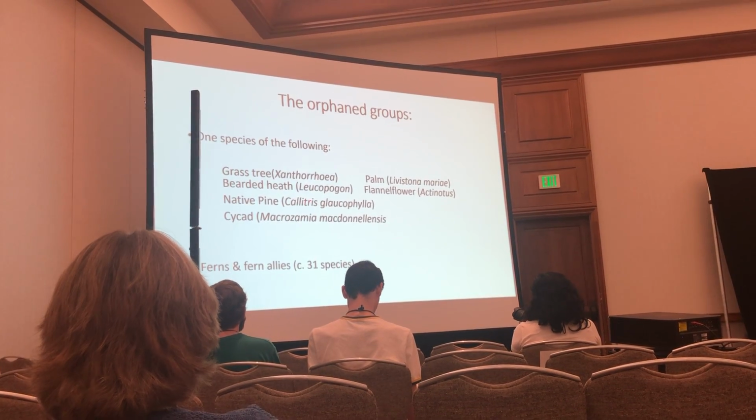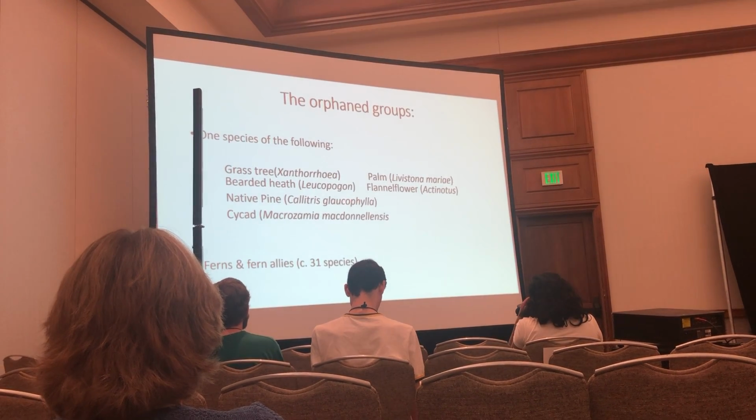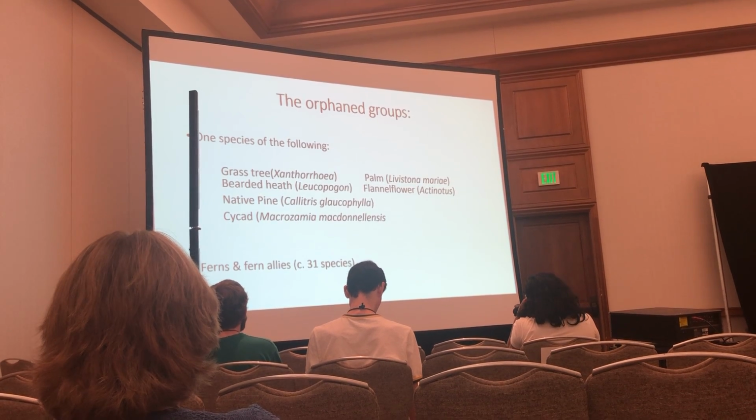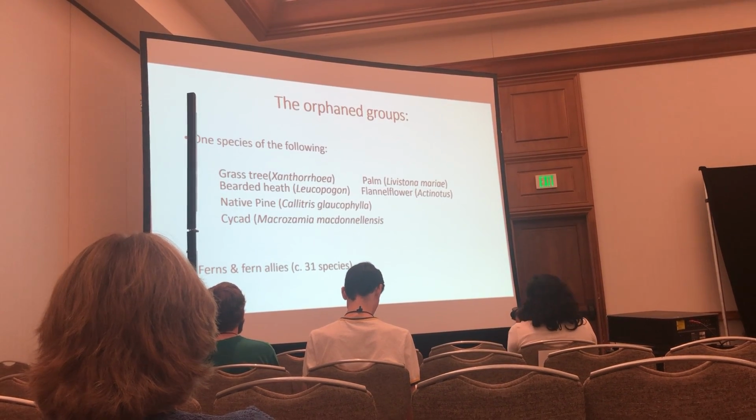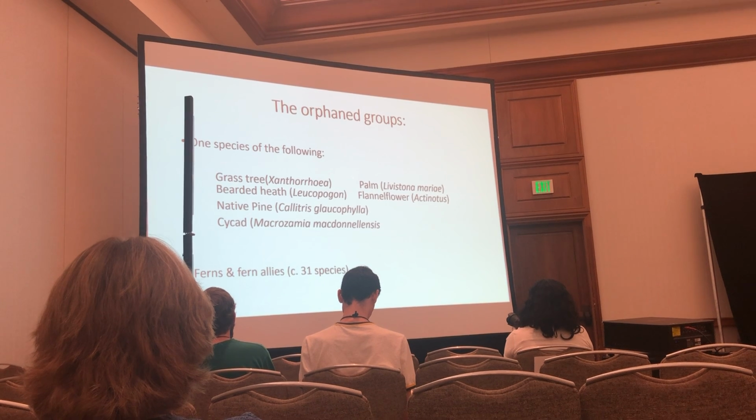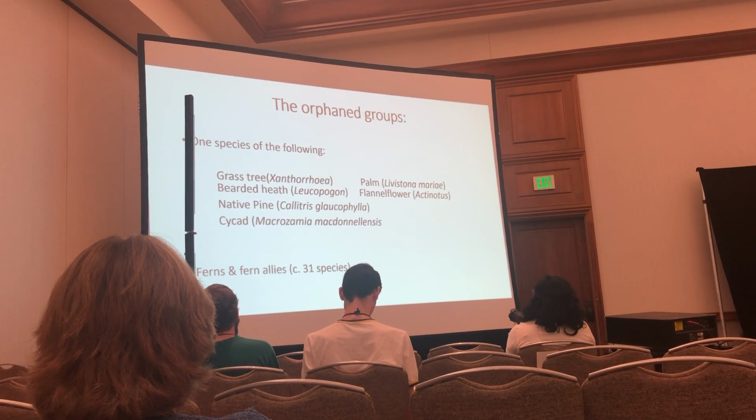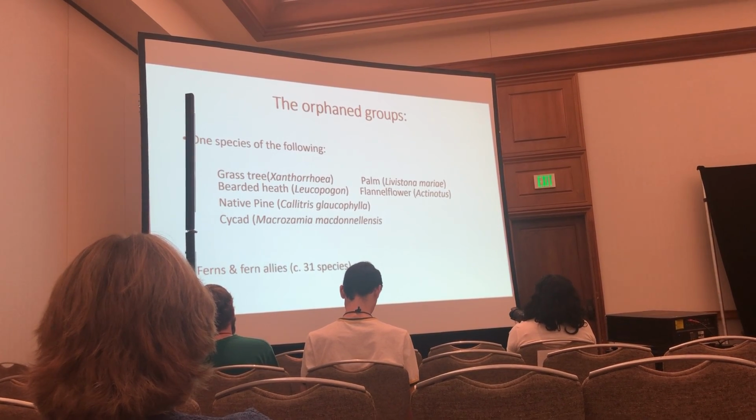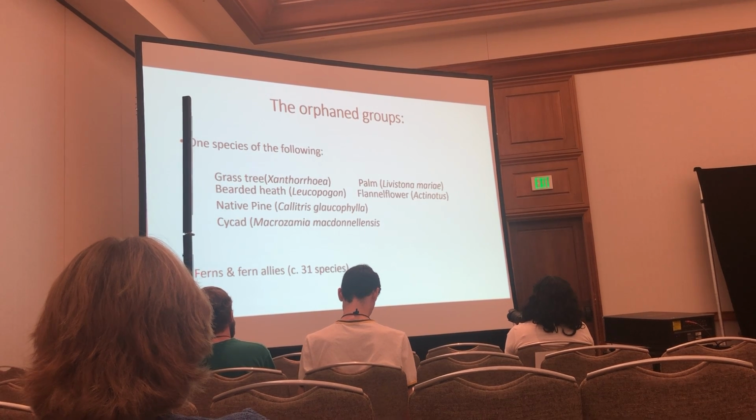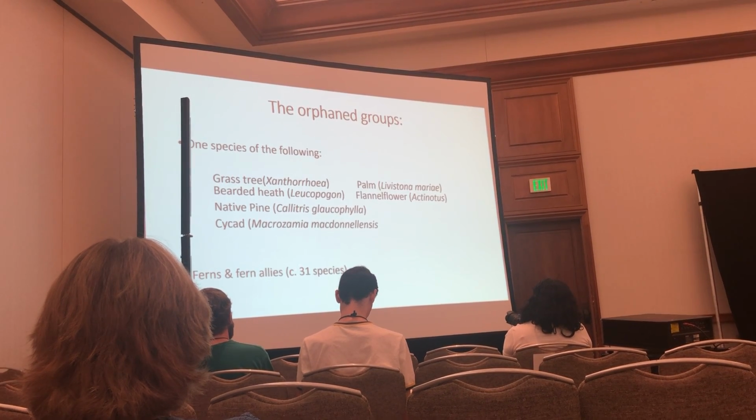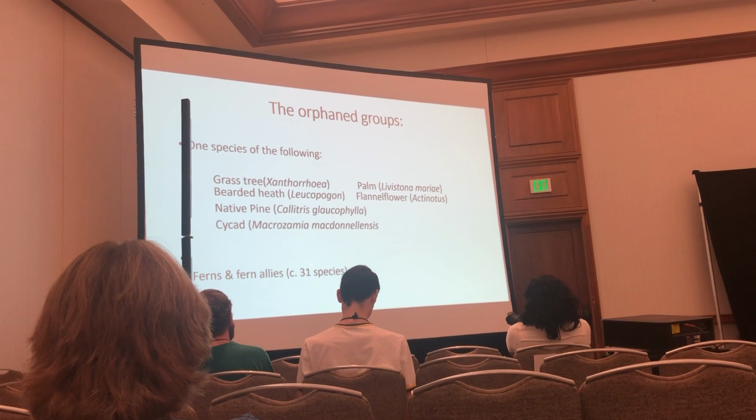One of the few native pines, we're at the top end of its distribution. Only cycad, which is endemic. A palm, which has got limited distribution. And then there's this daisy-looking Apiaceae. And then the ferns, really cool. We have 31 species out of 101 for the entire state.